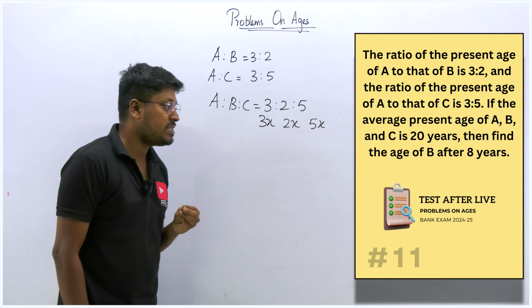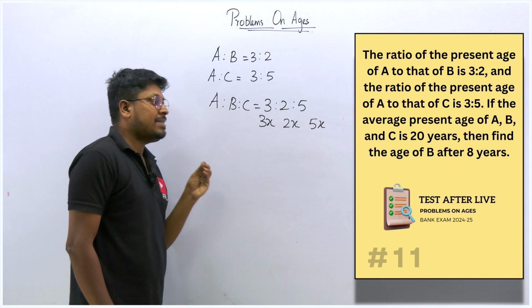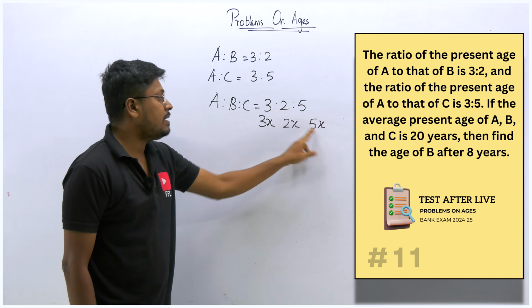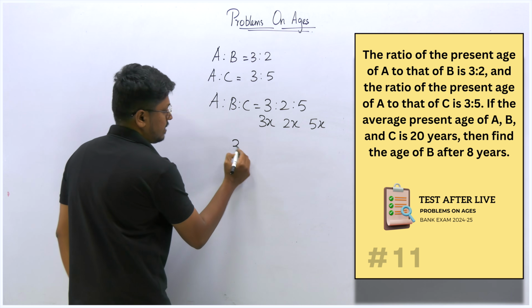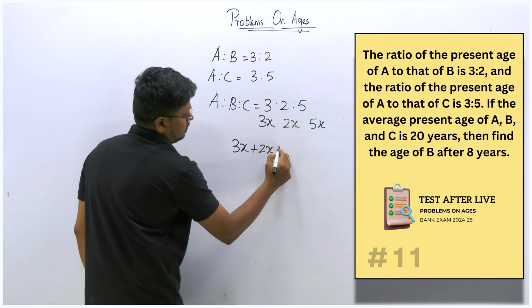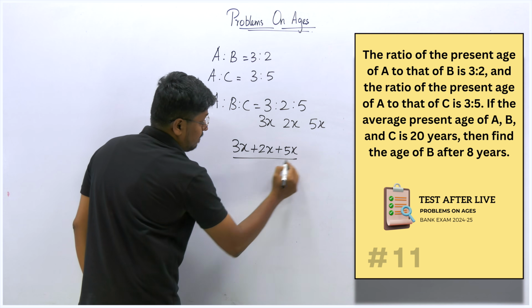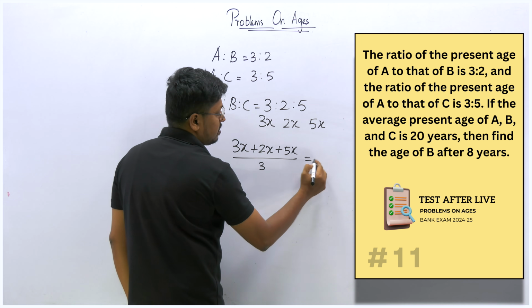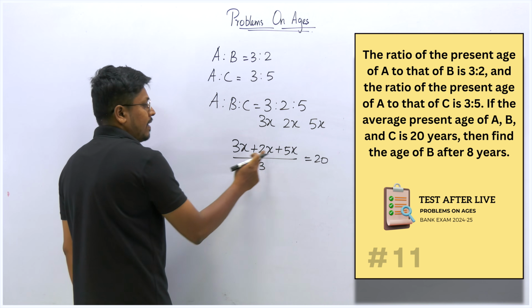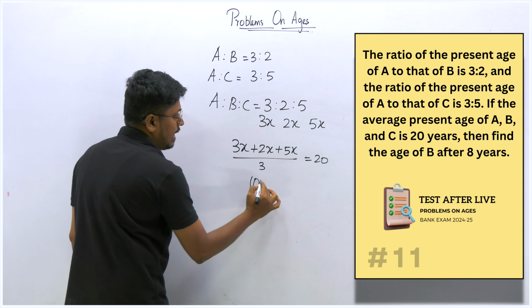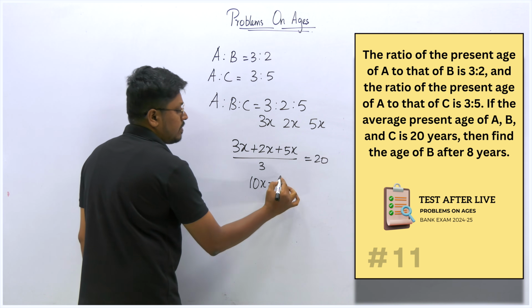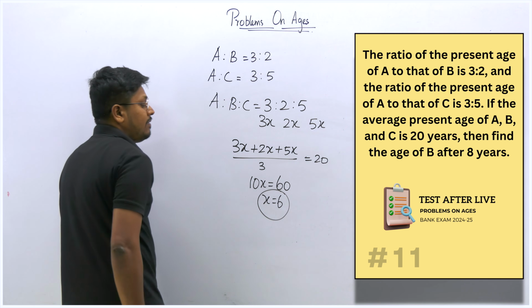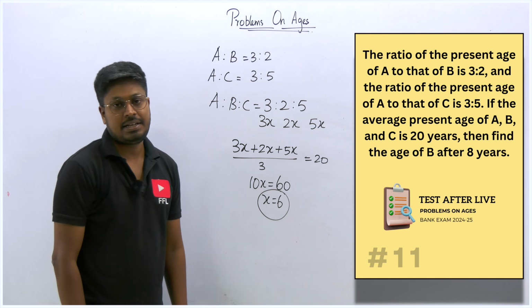So now what is the question? If the average present age of A, B, C is 20 years. So A, B, C average is 20 years. So 3x plus 2x plus 5x divided by 3. Why? Because average, right? So divided by 3, average is 20 years. So we can say 10x is equal to, this will be 60. So x is equal to 6. So finally we got the value of x is equal to 6.